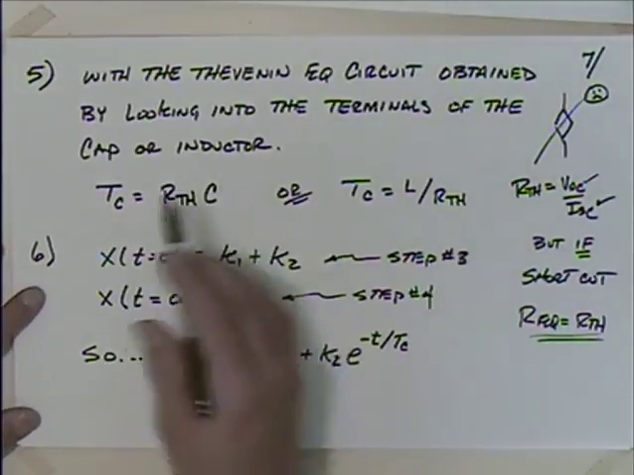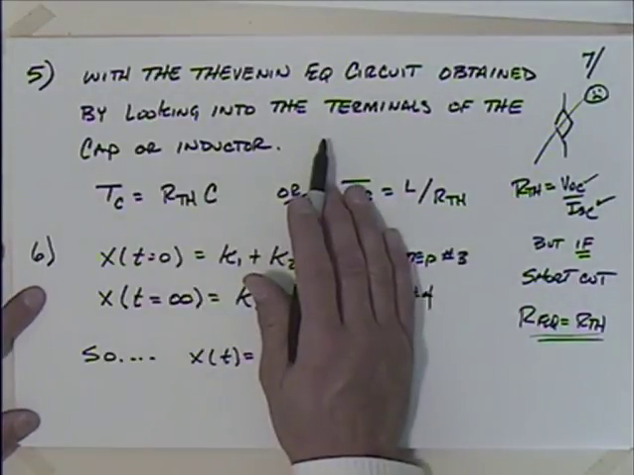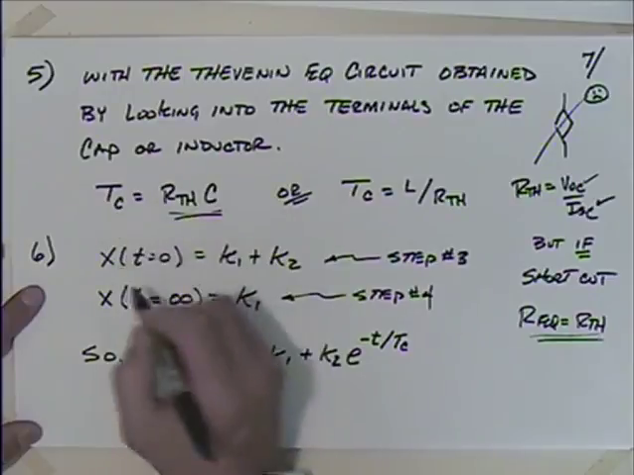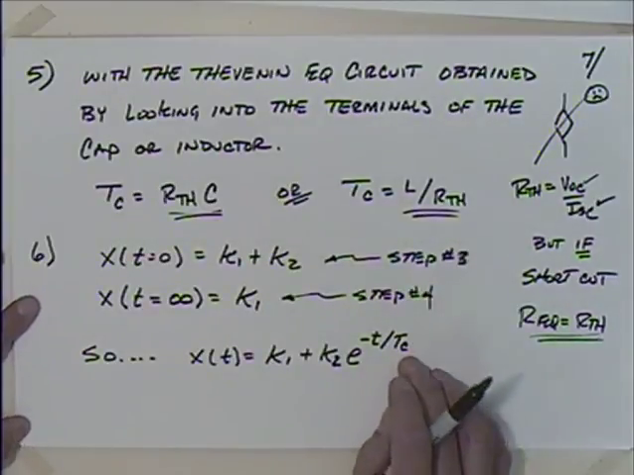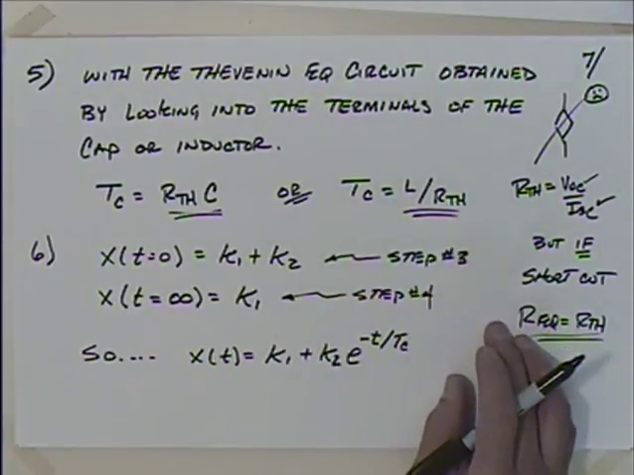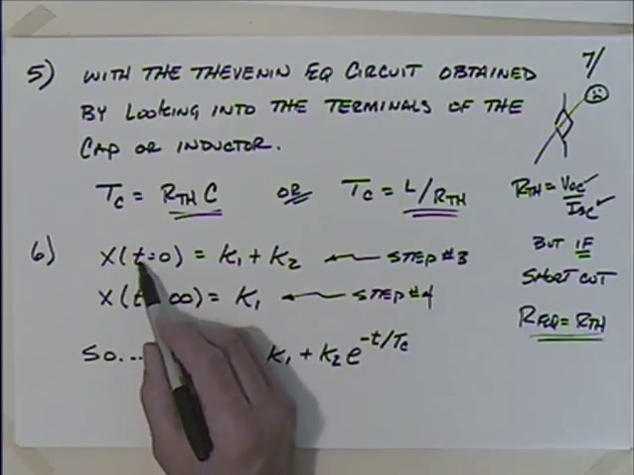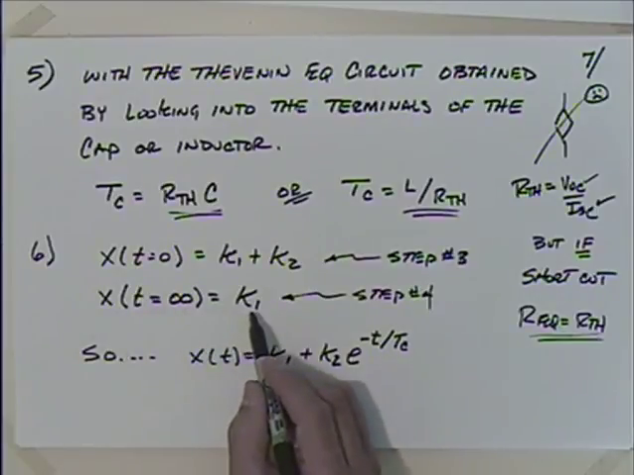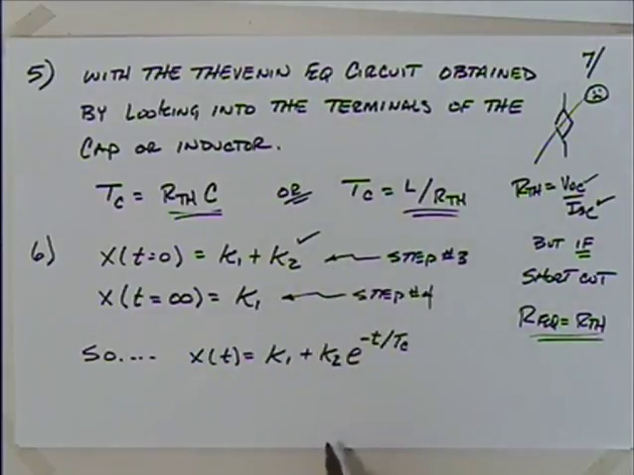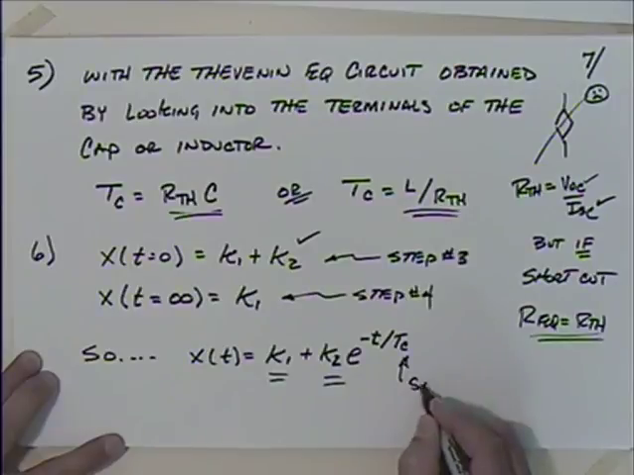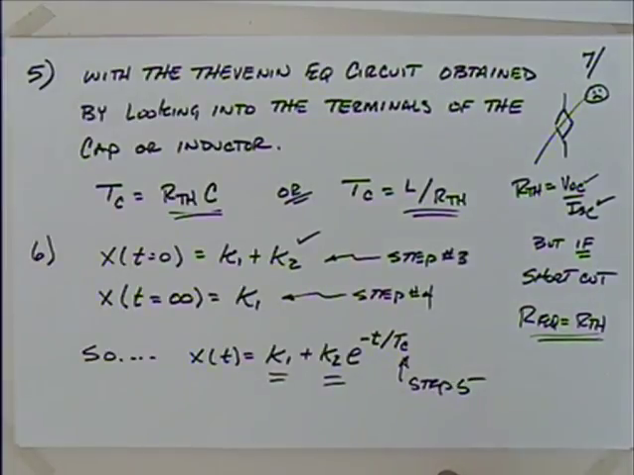Well, what do we do with the Thevenin resistance? We take that Thevenin resistance and we multiply it by the capacitor to get the time constant, or we divide the inductor by the Thevenin resistance to get the time constant. So now that we got the time constant, we can put this all together. This x at t equals 0 that we did in step 3, that's k1 plus k2. X at t equals infinity, that's equal to k1. So if I know k1, then I can get to k2, right? So I found k1, I found k2, and up here in step number 5, I got the time constant. So with that, we have finished it up.